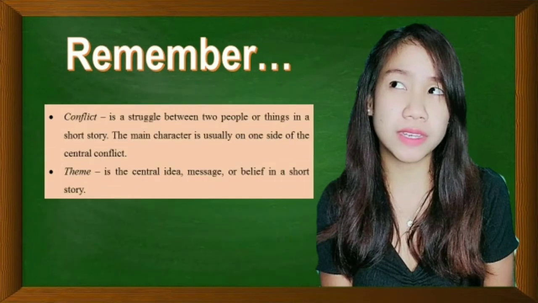And next is conflict. This is the element of the story which adds more color and gives more impact to the story, because it is the struggle between two people or things in a short story. The main character is usually on one side of the central conflict. There are so many types of conflict, and one of these is person versus person, meaning there's a protagonist and antagonist, and a lot more.